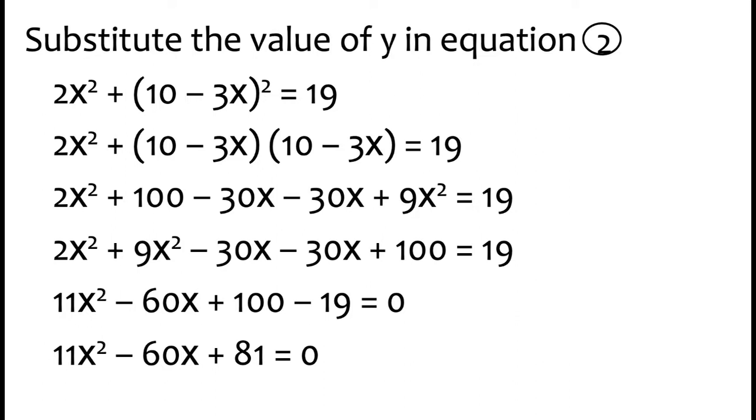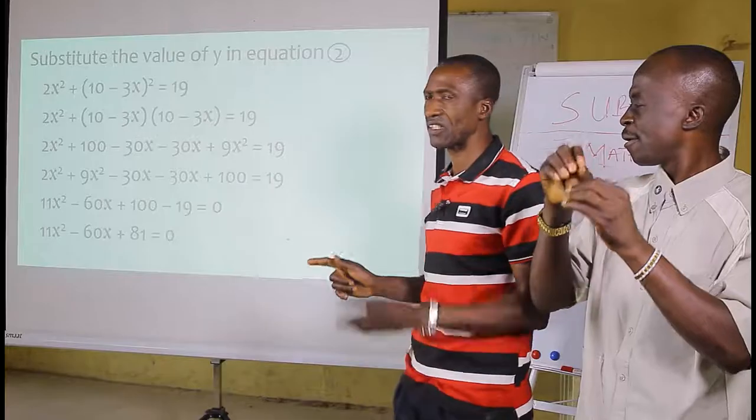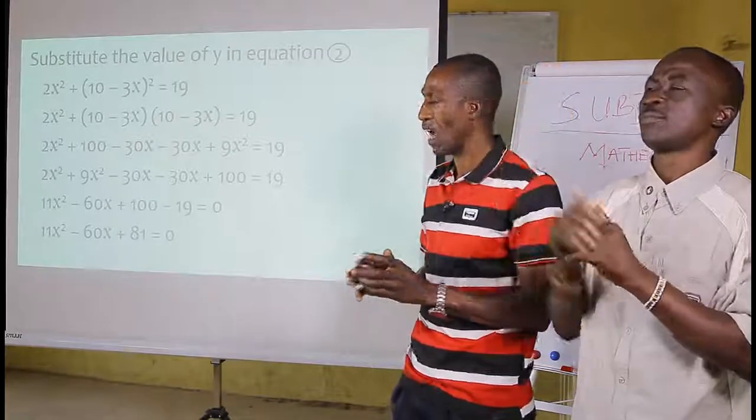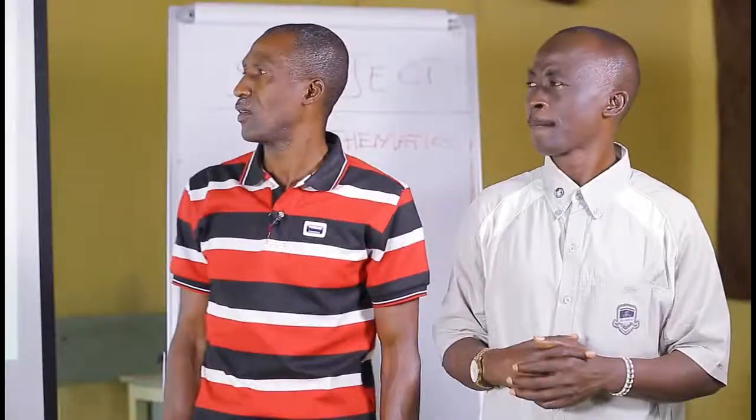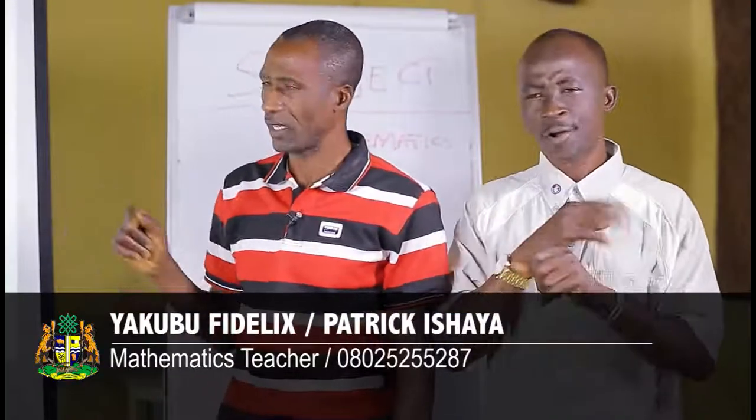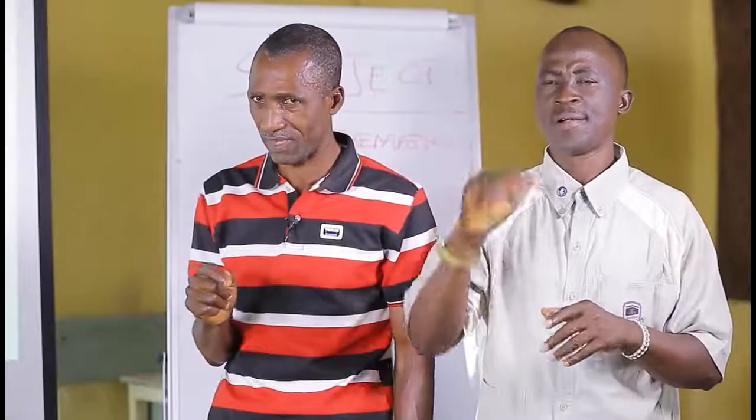Now, what is 100 minus 19? 100 minus 19 gives 81. So the new equation is 11x squared minus 60x plus 81 equals 0, which is now a quadratic equation, and we are to solve it.